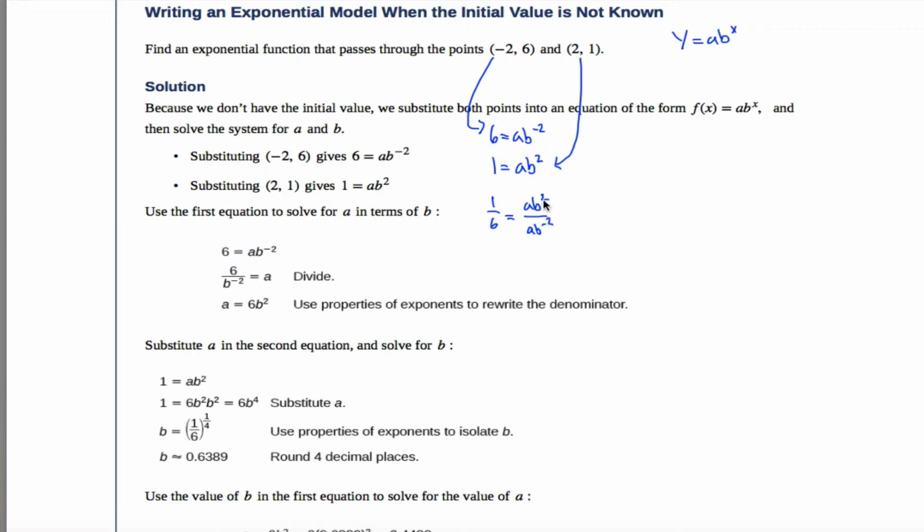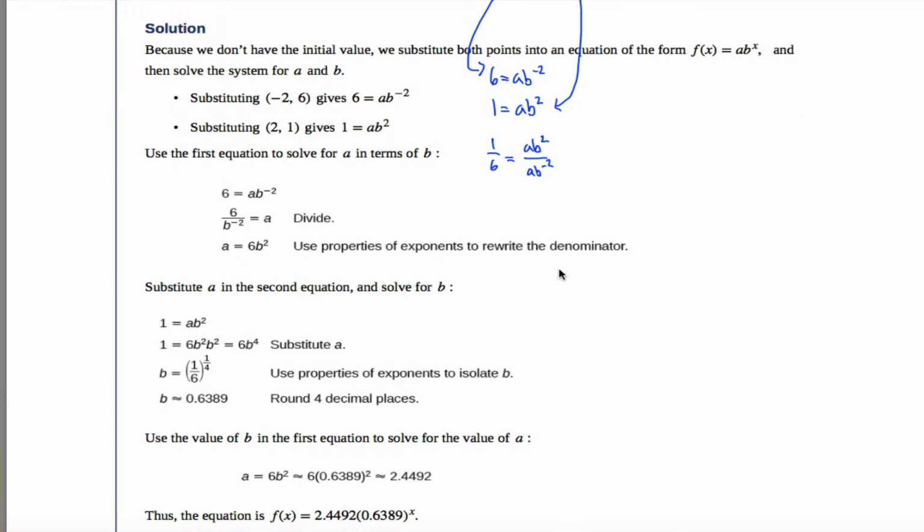Why did I do that? Well, I'll show you why. For now, let's just go with it. So what's so great about dividing instead of what your book did here? The nice thing that happens in all of these problems is I'm always going to have an a in the numerator and the denominator. So I will always be able to cancel out these a's and say that 1/6 is equal to b to the second power over b to the -2nd power.